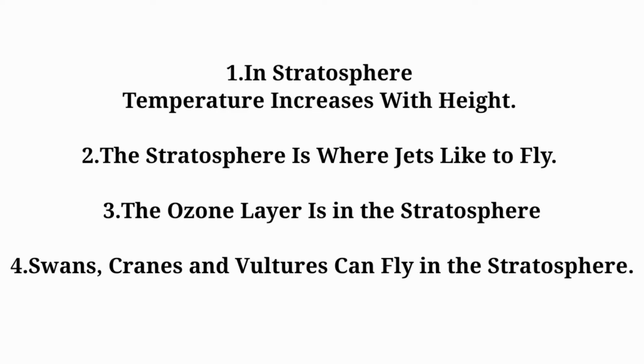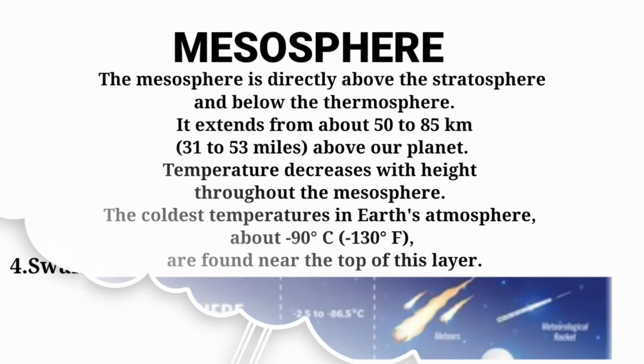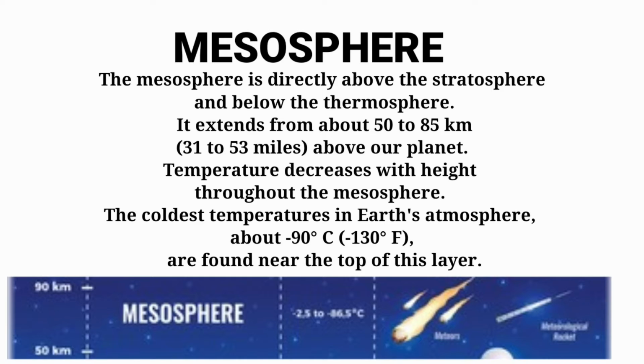The ozone layer is in the stratosphere. Swans, cranes and vultures can fly in the stratosphere. The mesosphere is directly above the stratosphere and below the thermosphere. It extends from about 50 to 85 kilometers above our planet.